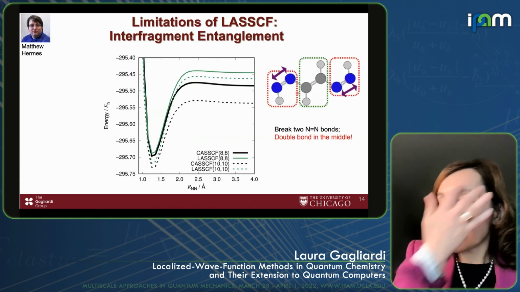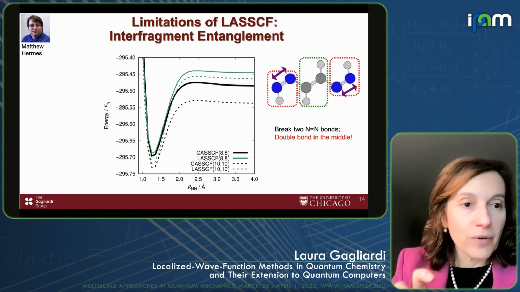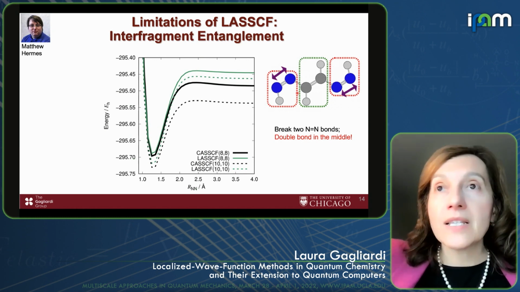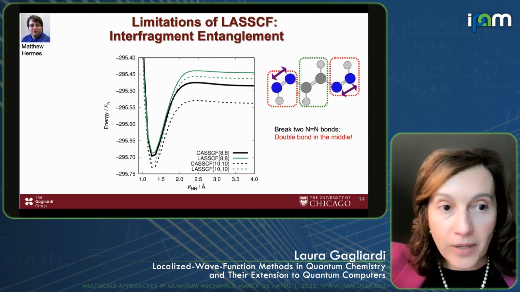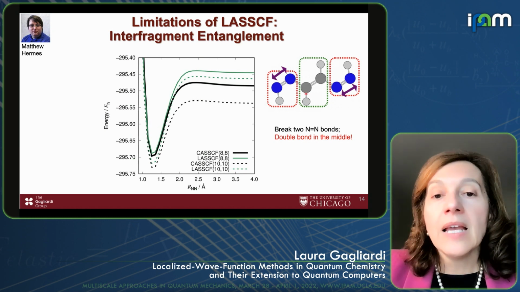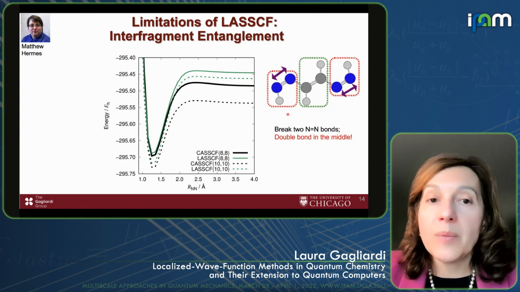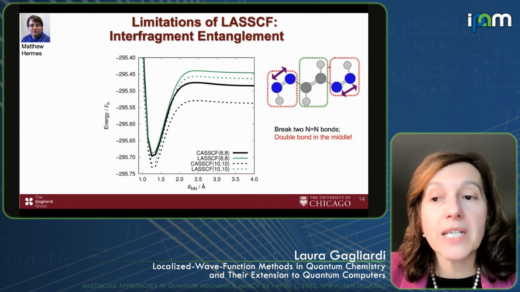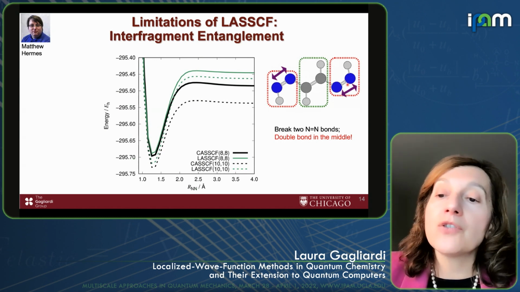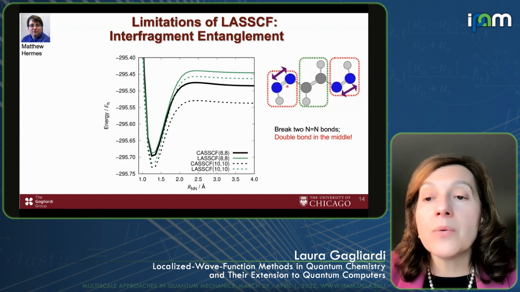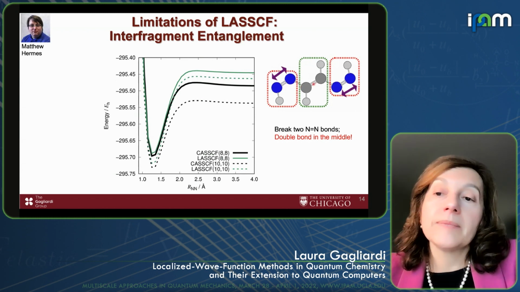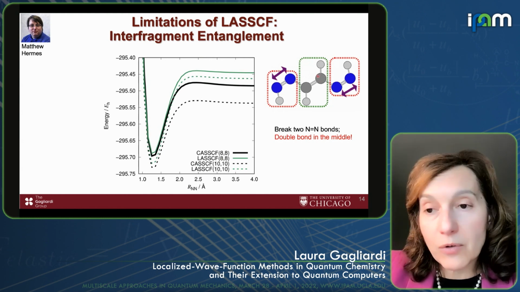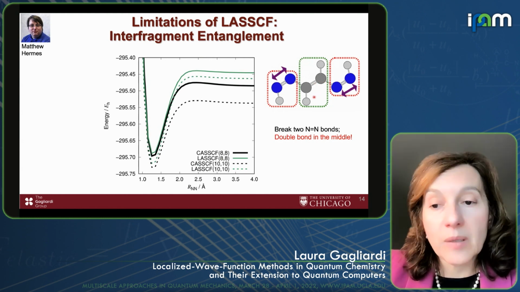However, LASSCF is really this product of wave functions. So it works only when there is no strong correlation among these fragments. And so here I will show you a typical limitation of the method. Let's suppose that here we are still breaking these 2 nitrogen-nitrogen double bonds. However, we have an overall system with a delocalization of a pi system because we have also a CC double bond in the middle.